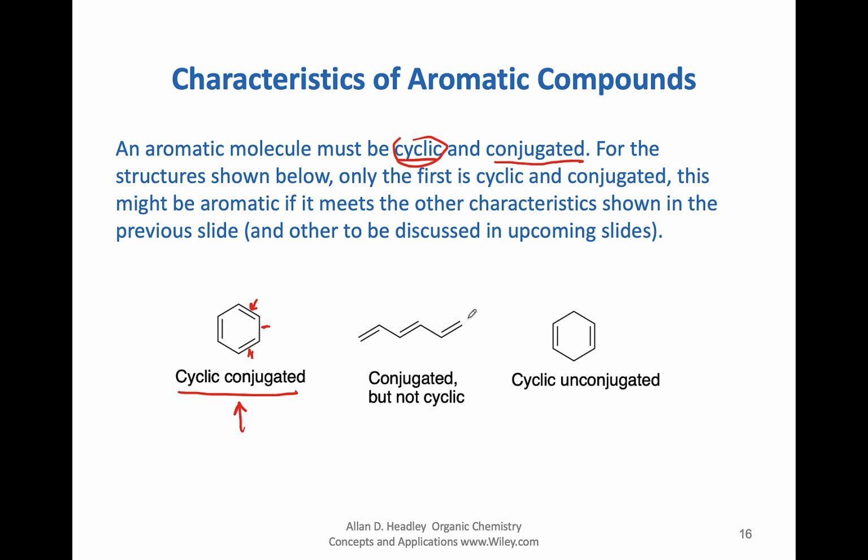But let's look at this other system. This is conjugated because it has a double, a single, a double, a single, and a double. But it's not cyclic. So this molecule here is not aromatic. Here's another example. This has a double bond. It is cyclic, but it's not conjugated. So this molecule is not aromatic. So of the 3 molecules shown here, only this one meets the criteria so far to be aromatic.